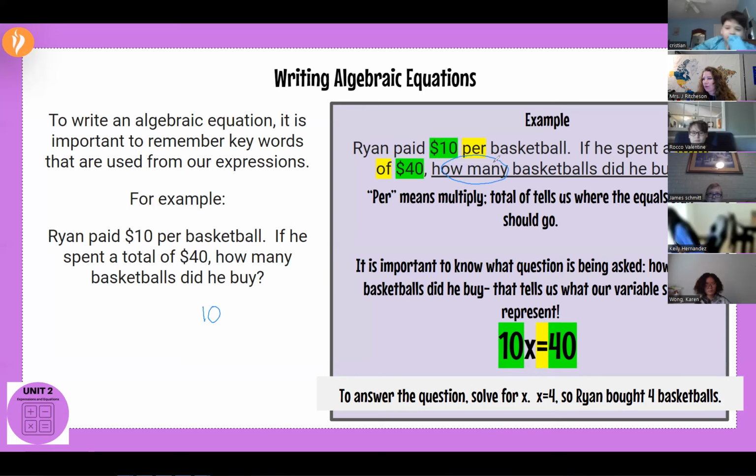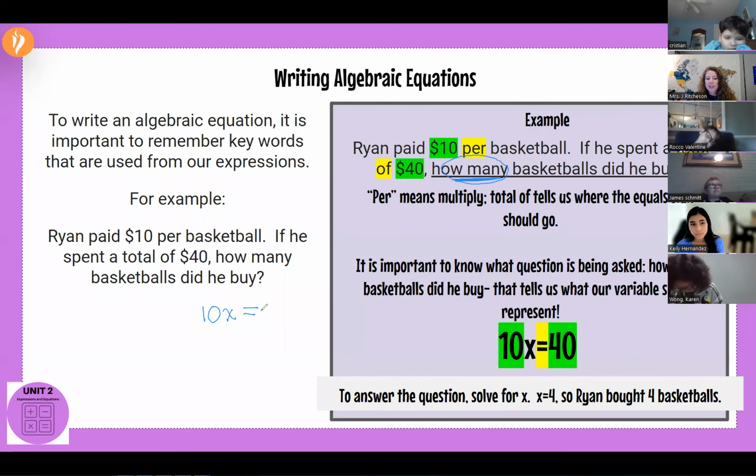I do not know. So in math, when you don't know a number, you put a variable there. Whatever the question is, that is your variable. The variable represents how many basketballs he purchased. We don't know. We do know he spent a total of $40. So this is an equation. I know you already know the answer and you want to put that in the equation, but when you solve the equation, that's when you come up with the 4.